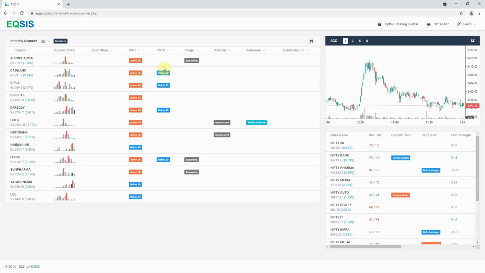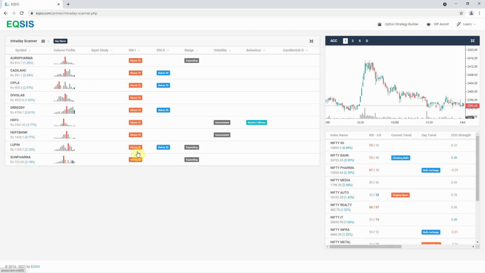This computation is done by looking at daily charts, and this computation is done by looking at intraday charts. Now what I'm actually going to do is look at the stocks which are trading with very strong momentum. Let's say RSI above 70. If I click on RSI above 70, it gives me a list of stocks which are trading at very good, very strong momentum.